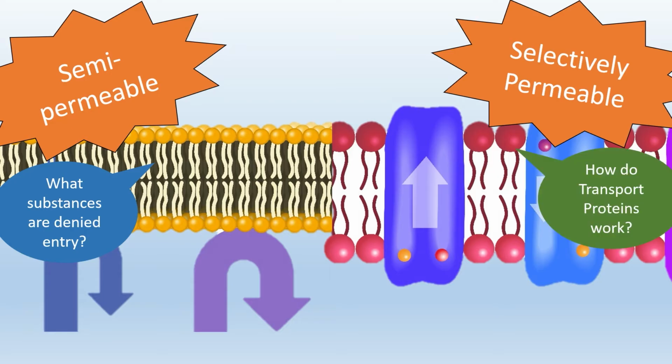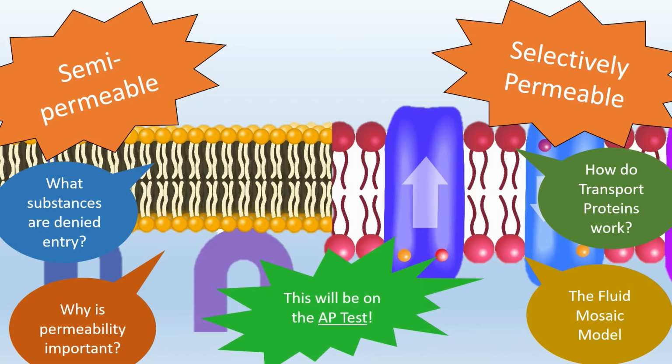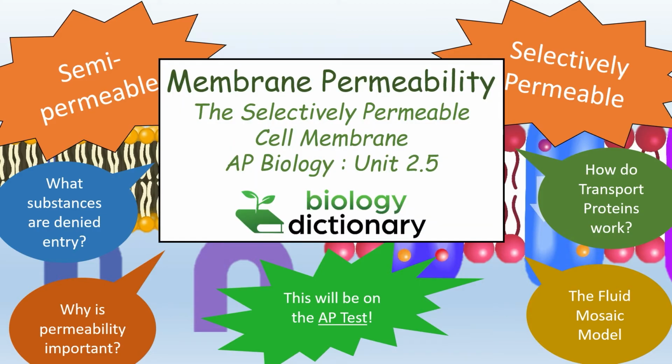With these two forms of permeability, cells can protect their DNA, create the perfect internal conditions to carry out reactions, and balance their water content. These topics will definitely be on the AP test, so follow along as we go over everything you need to know about the basics of membrane permeability.